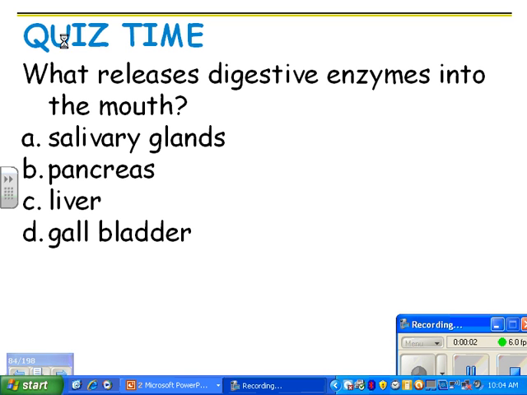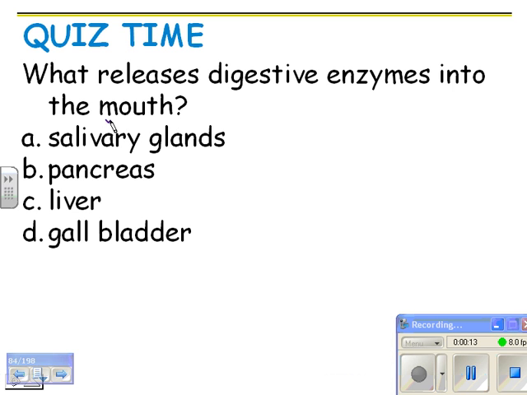So we're doing quiz time now. We just finished talking about the pancreas, and we're going to finish up with the large intestine in a few minutes, and then just go back and review all the different types of digestion. So what releases digestive enzymes into the mouth?